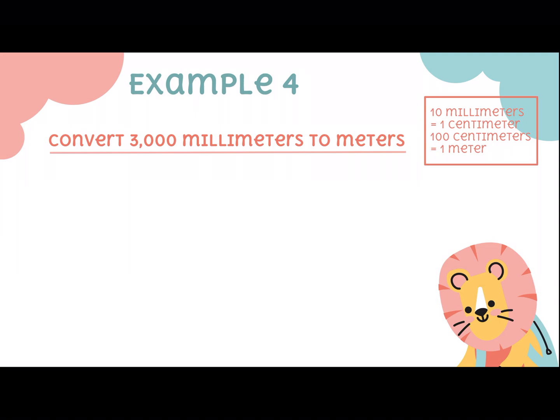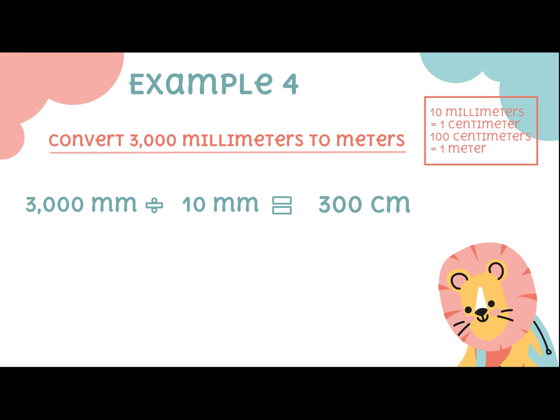Okay, so hopefully you were able to solve this problem. We're going to start with the given. We know we have 3,000 millimeters, and since we're going from a small unit to a large unit, we are dividing. So divide that by, look at our conversion, we know that there are 10 millimeters in a centimeter, so we're going to divide by 10 millimeters, and then we're going to get 300 centimeters. So that's the first step. 3,000 millimeters is equal to 300 centimeters.